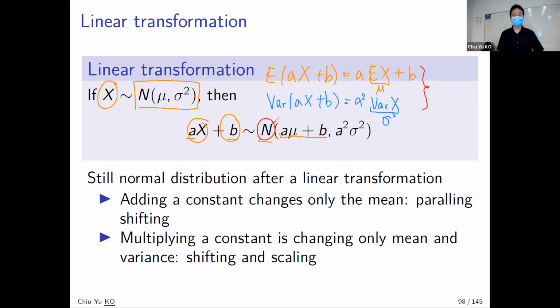Just like you can consider the uniform. For a uniform, if you multiply and add, it's not uniform. For the uniform, this is not true.